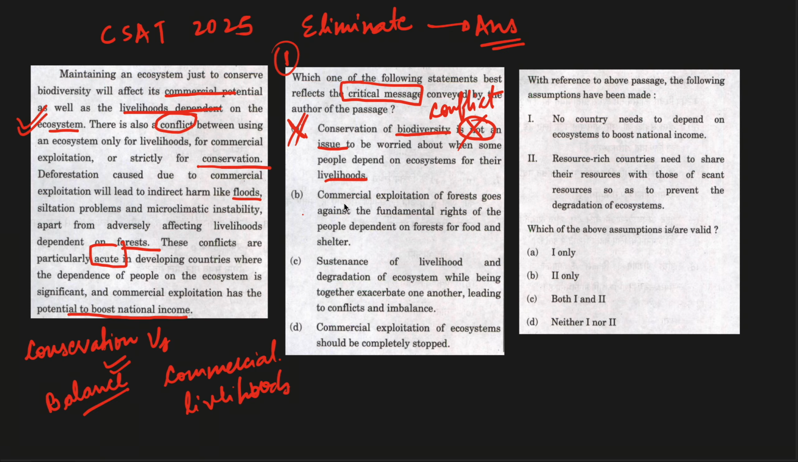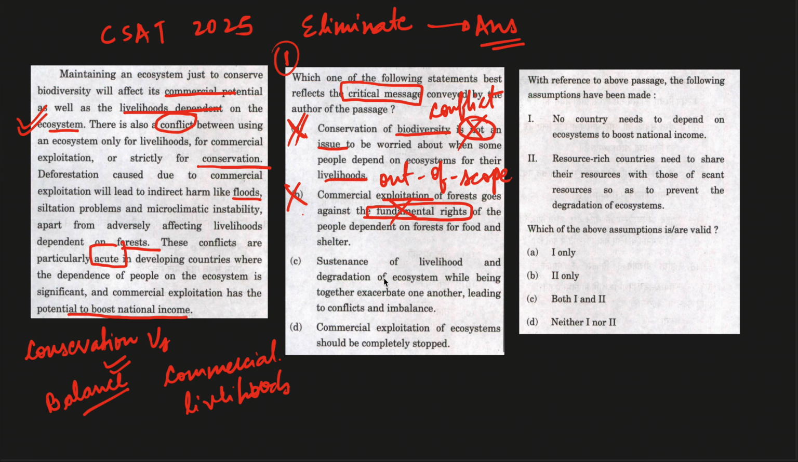Option B would be commercial exploitation of forests goes against the fundamental rights of the people. Simple thing. We should not apply our own knowledge here. The passage nowhere speaks about fundamental rights. So easy elimination. Anything which is out of scope has to be eliminated. This is a fundamental rule that anything which is out of scope of the passage has to be eliminated. Easy option.